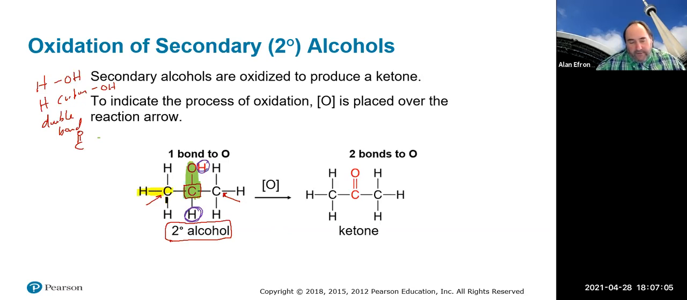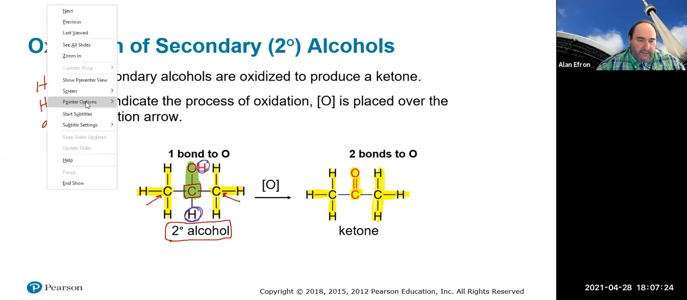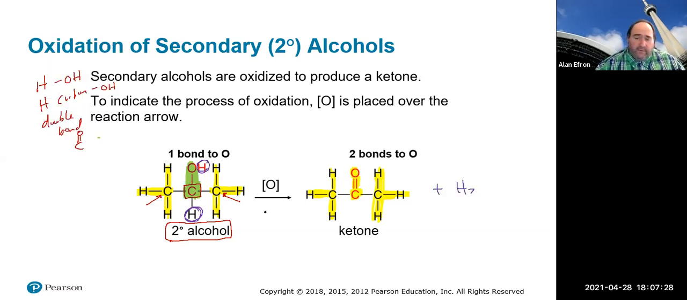Again, a carbon with three hydrogens, a carbon with three hydrogens. Other side, carbon with three hydrogens, carbon with three hydrogens, and our carbon oxygen right there in the middle, and our carbon oxygen became a double bond in this particular case. Not pictured here, but you would also get the H2 that would come off again from the two hydrogens that came off in this case.